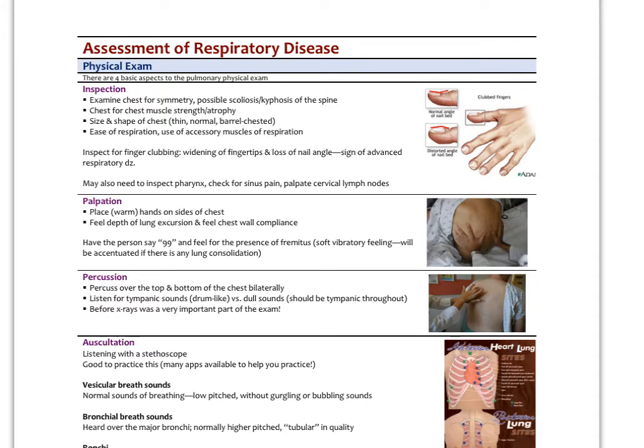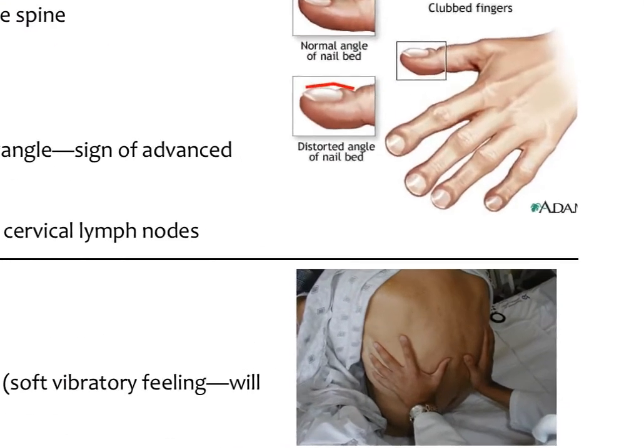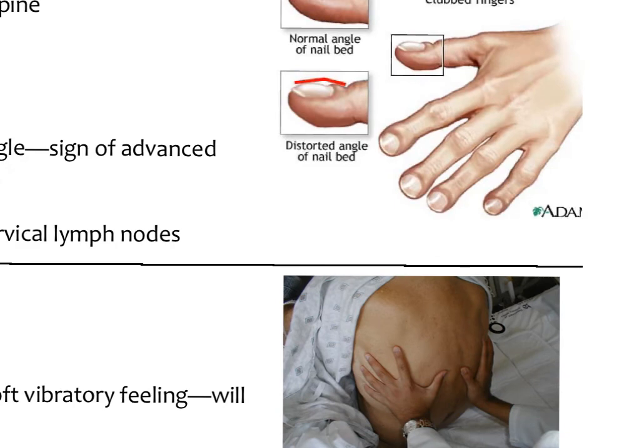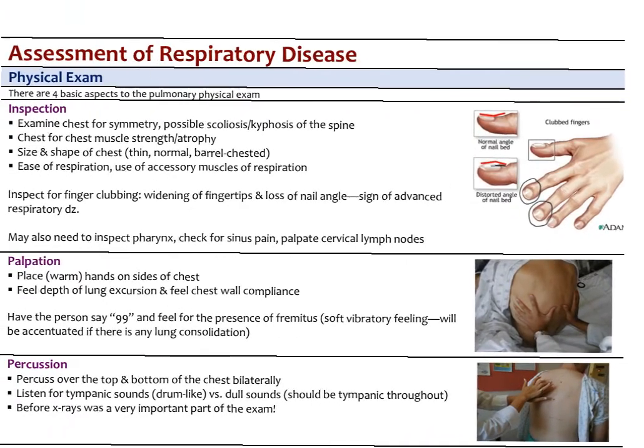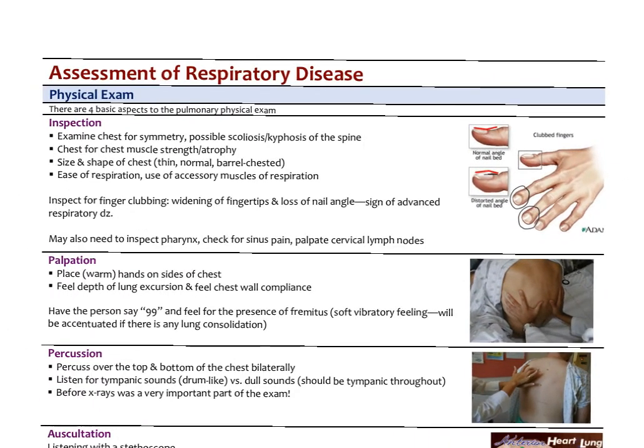Then we inspect the fingers for clubbing, and that is a widening of the fingertips and loss of the angle of the nail. This happens very commonly in chronic respiratory disorders like COPD, but also lung cancer. And so you see the angle disappears there. So this is something just to look for, especially if a patient comes in complaining of a chronic cough for maybe many years. Check for the clubbing.